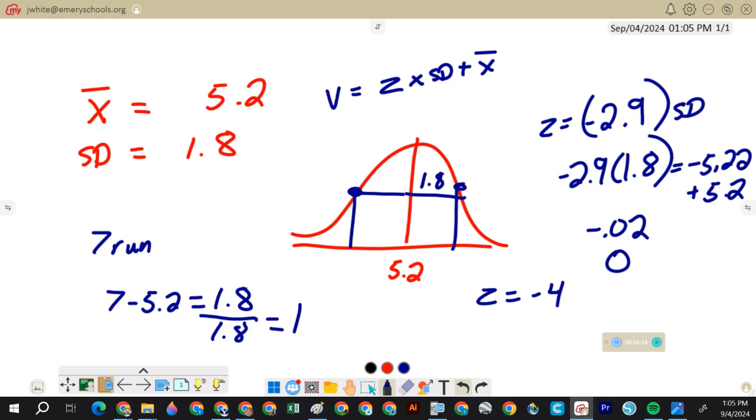Okay, so the two formulas: z-score is value minus average divided by SD, and the value formula is z times SD plus the average.